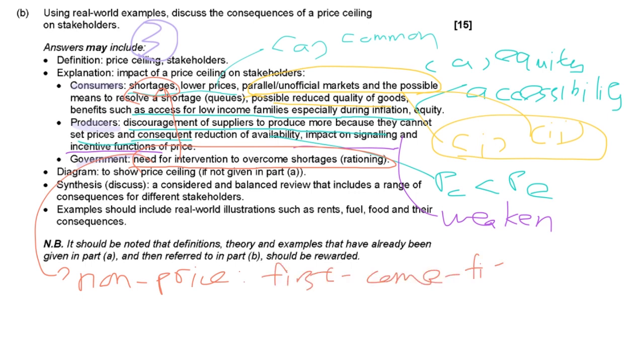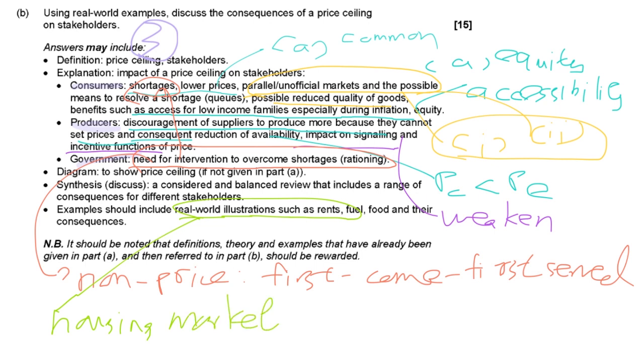So these are the ways for the government to do it. Now for the diagram, for part A we have given it, so we don't have to give it. The main point in this question is that we have to give real world examples such as rent control. For example, in the housing market in the UK there is rent control, so there is a shortage. One more thing I would like to highlight is the reduced quality of goods.